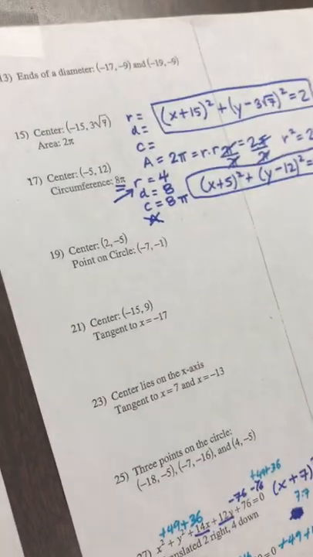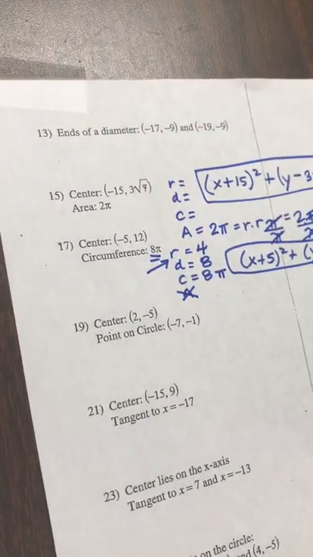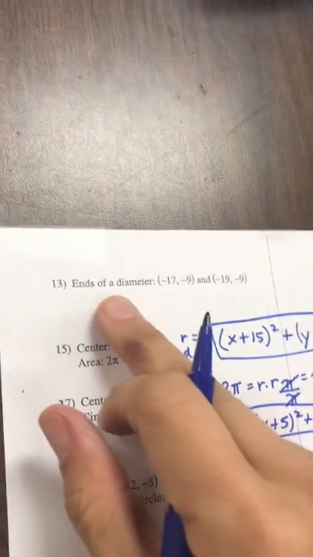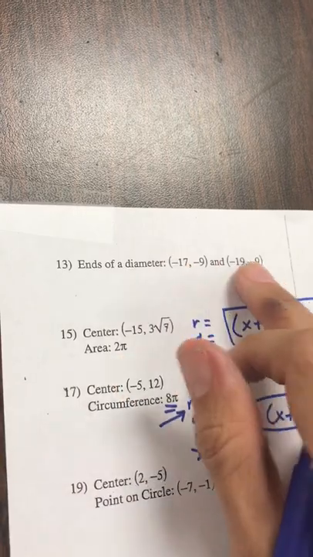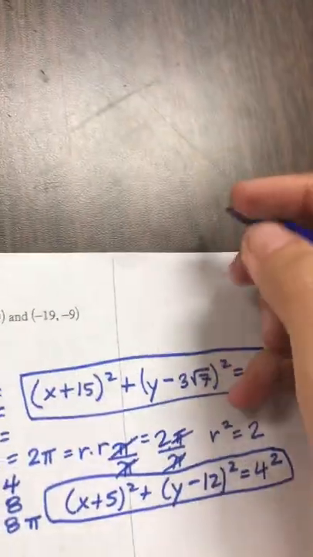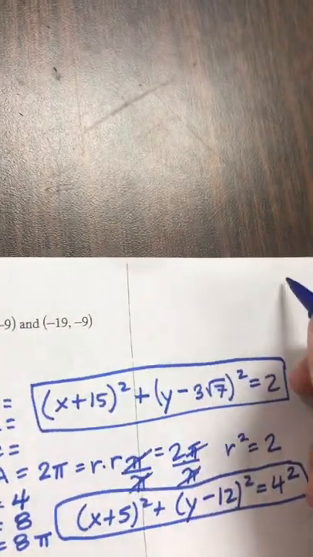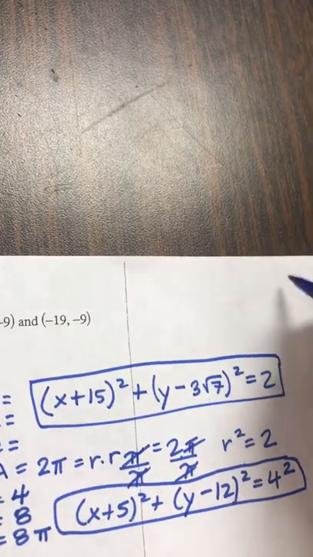We got a few more problems here. Let's keep going. The end of the diameters are here and here. That sounds a little weird. I'm going to have to graph this. So I'm going to go back 17, down 9.